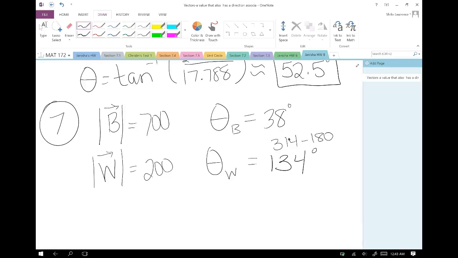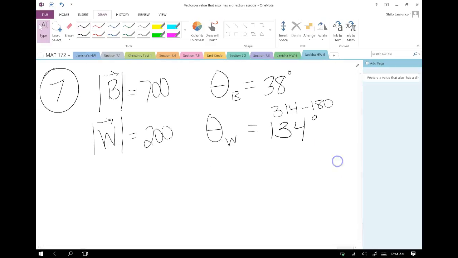So I've got two vectors. I've got a magnitude and a direction for each of them. At this point, it's now exactly the same as the last two problems. I need to break them into components. Then I can combine my corresponding components. And then I can take those components for my answer and turn them back into a magnitude and a direction. So we need to find a b sub x and a b sub y. And we need to find a w sub x and a w sub y.